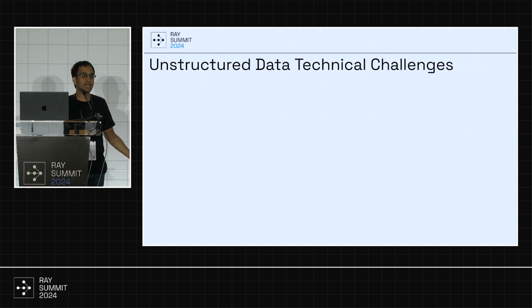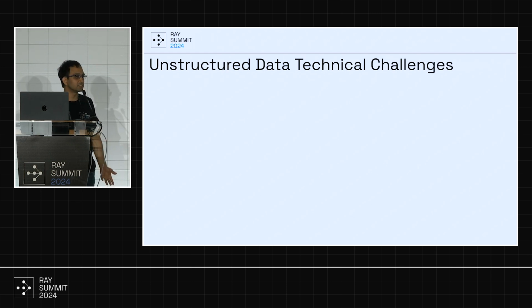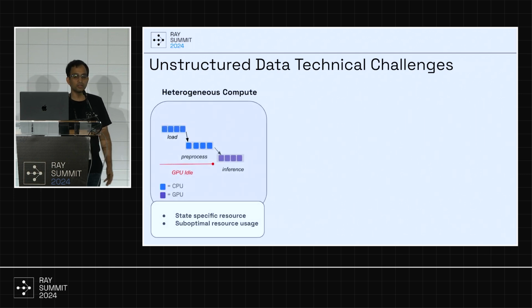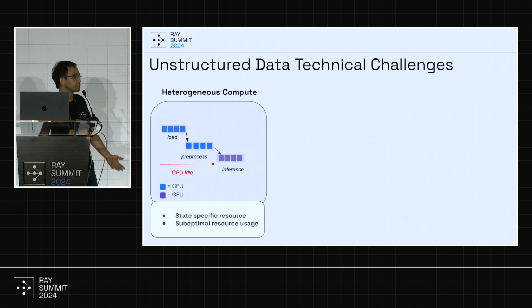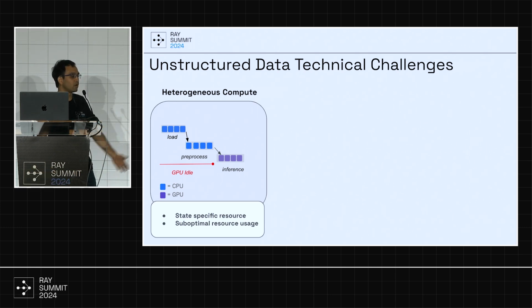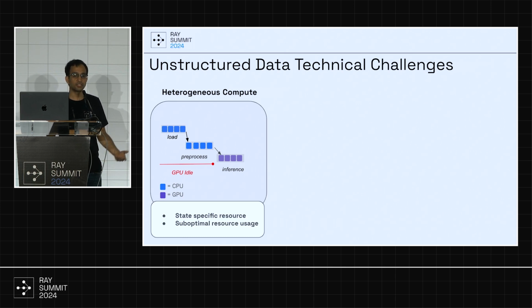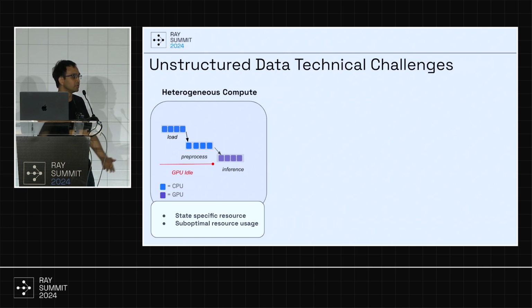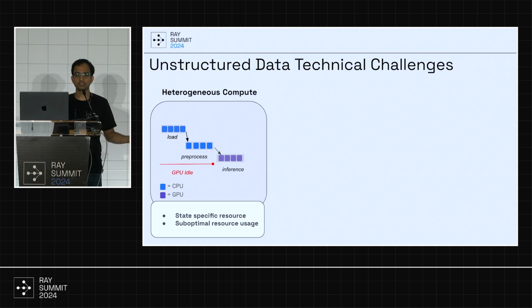Now, what are some of the challenges that we see when we run these unstructured data workloads in traditional data pipelines and data systems? One of them being heterogeneous compute. These unstructured data processing pipelines almost fundamentally always involve multiple compute resources like CPUs and GPUs. Here I show a very simple example of an unstructured data processing pipeline which has 3 stages. As you can see, the third stage has a GPU inference and the first 2 stages are mostly CPU bound. This is quite common in most unstructured data use cases.